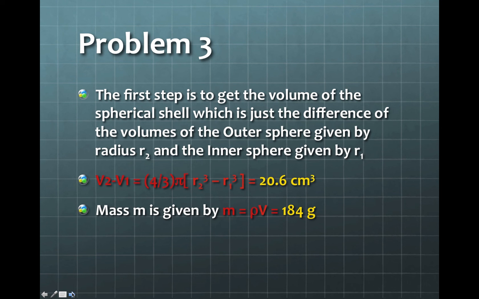So we have an outer sphere and an inner sphere. We get the difference of the two, and that is what we use to calculate the mass from the density equation. So the difference in volume is 20.6 cubic centimeters, and we get the mass as 184 grams.